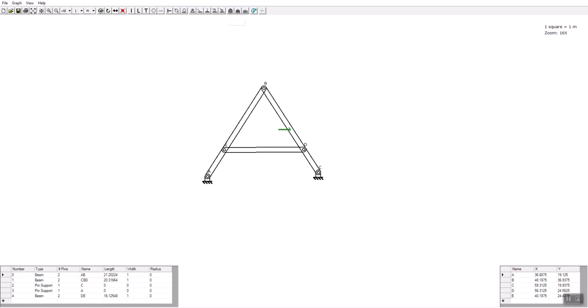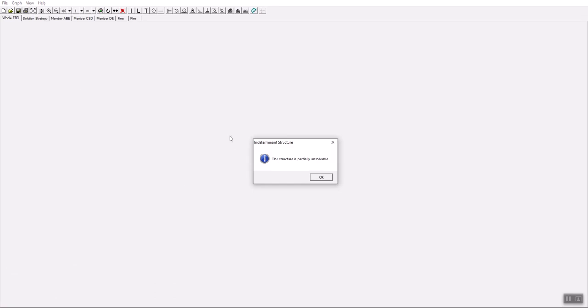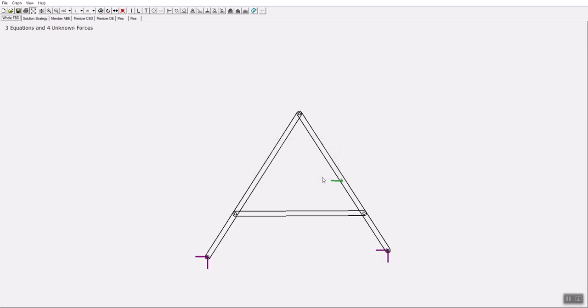Let's see what happens here when we add this member ED in the middle. So this is the exploded view. And now it's coming back and saying the structure is partially unsolvable. Why is that? As before, the whole free body diagram has three equations and four unknowns: two force balance equations, one moment balance equation, but four unknowns. Let's look at some of the details.